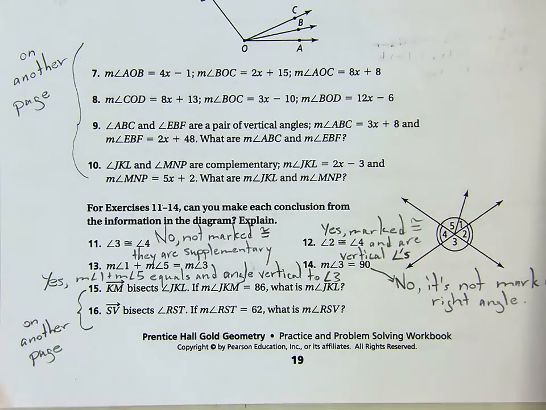Okay, and then number 14. Is the measure of angle 3 equal to 90? No. They did not mark it. It's not marked as a right angle. Marking as a right angle would have to have a box. They didn't put a box in there, so no, it's not a right angle. Okay. All right, and then 15 and 16 again, I worked some of these on separate sheets of paper. I didn't have room there, so I'll show you what that's going to look like.